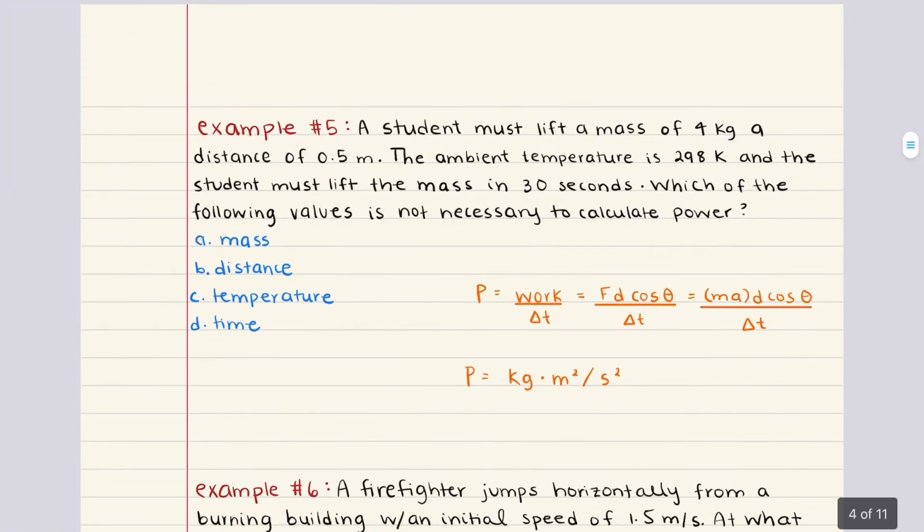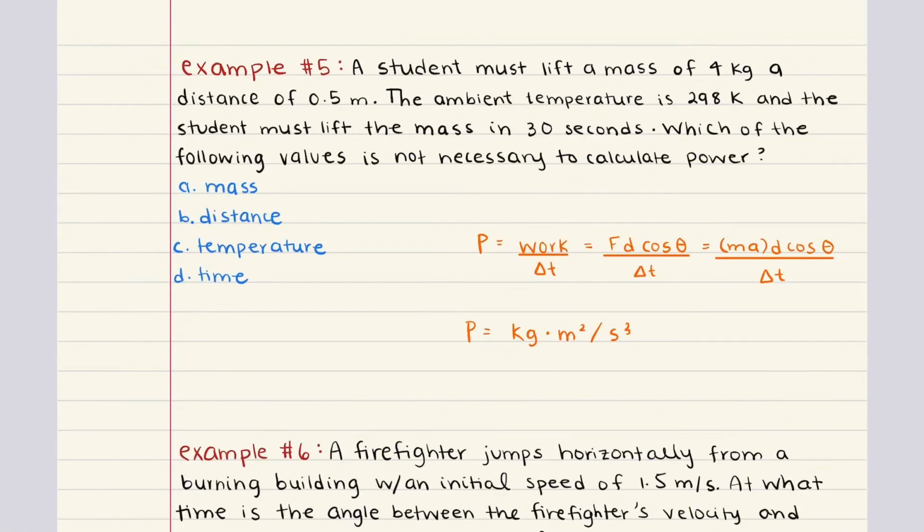Let's tackle problem 5 next. Problem 5 says a student must lift a mass of 4 kilograms a distance of 0.5 meters. The ambient temperature is 298 Kelvin, and the student must lift the mass in 30 seconds. Which of the following values is not necessary to calculate power? Our answer choices include mass, distance, temperature, and time.